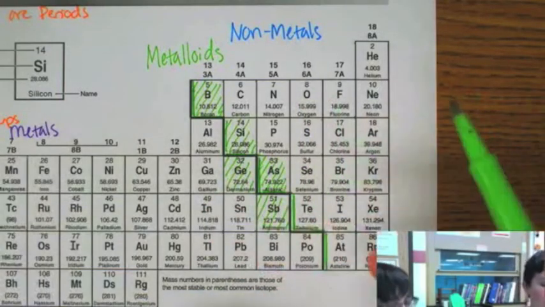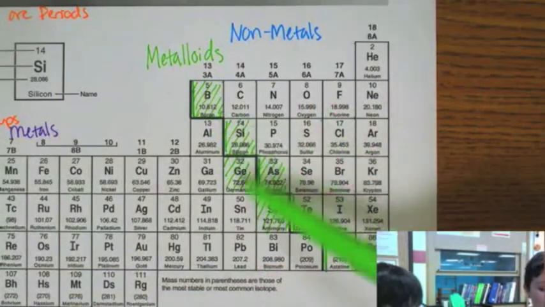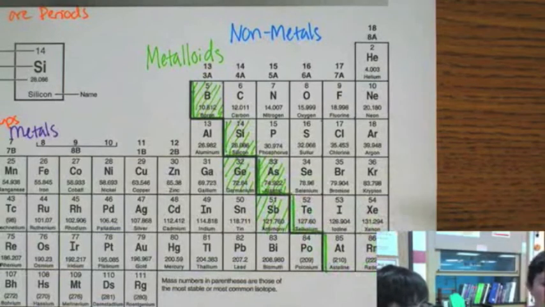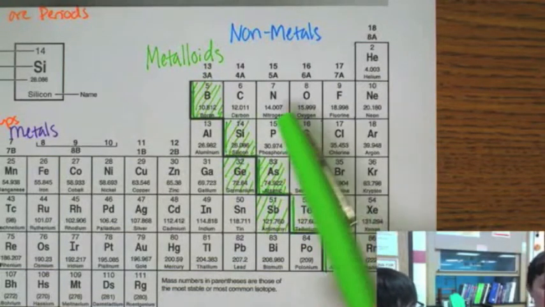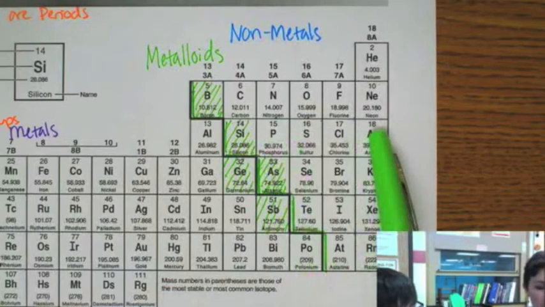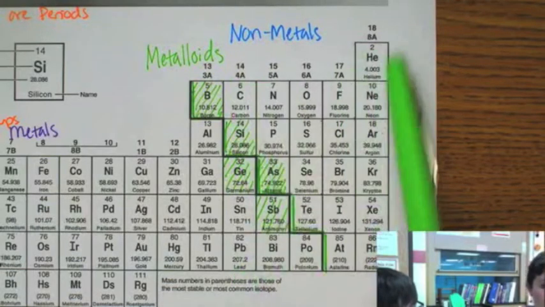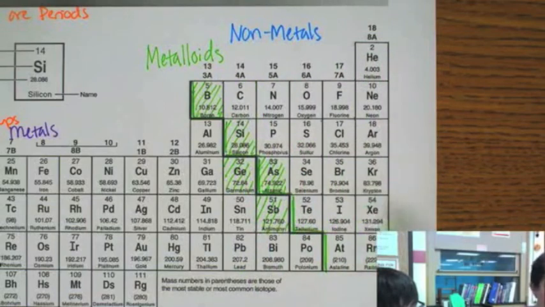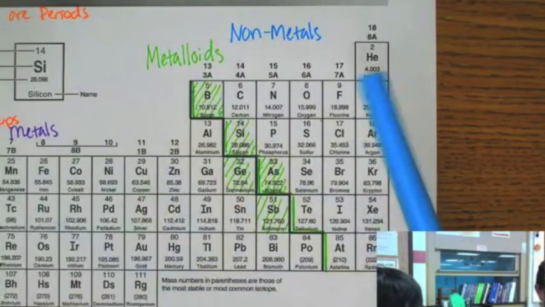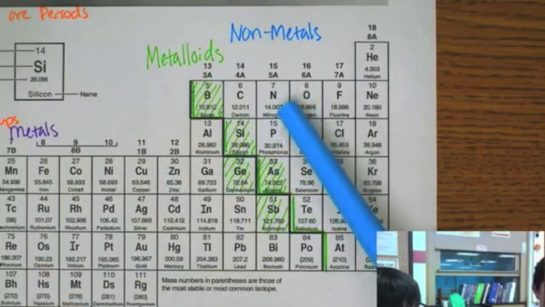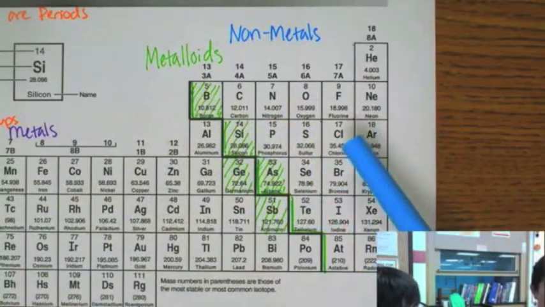So they show up right here in the middle. Okay, those are metalloids. And then the non-metals are everything to the right of the stair-step line. Everything on the right-hand side is a non-metal. It looks like a lot of them are gases. Yes, that's right. Like you have nitrogen and oxygen. Those guys are gases. So is chlorine.